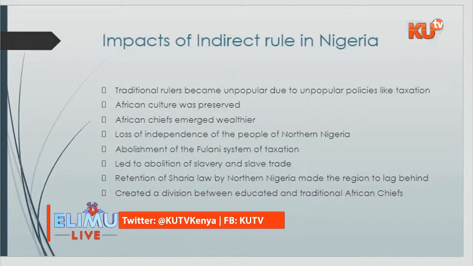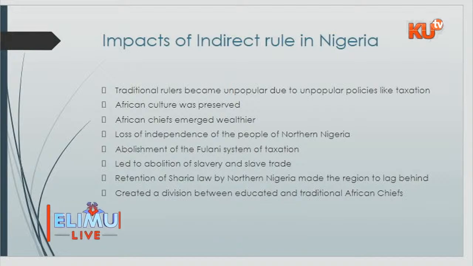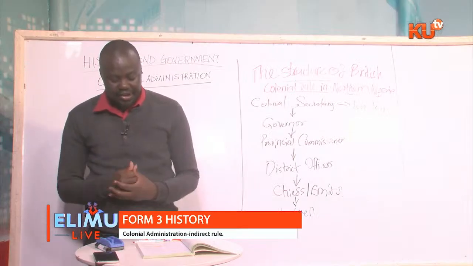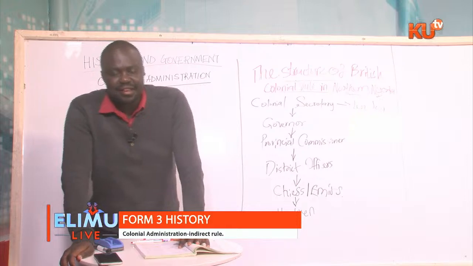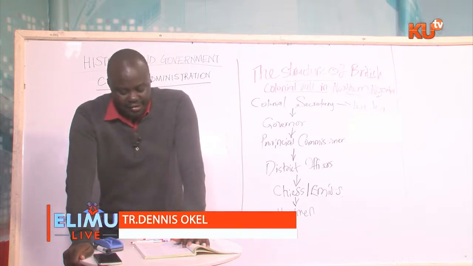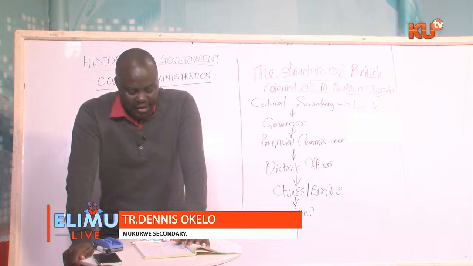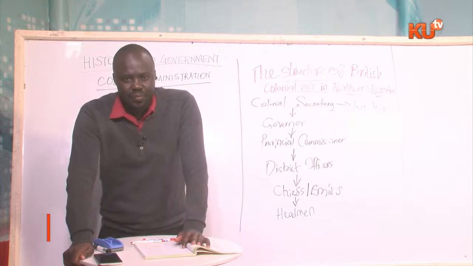So there were challenges that these people had. Number one, indirect rule in Nigeria employed a system which had been devised to suit regions which already had well-established indigenous administrative structures. So in regions where such structures did not exist, such as the southern part of Nigeria, it could not be easy to use indirect rule.